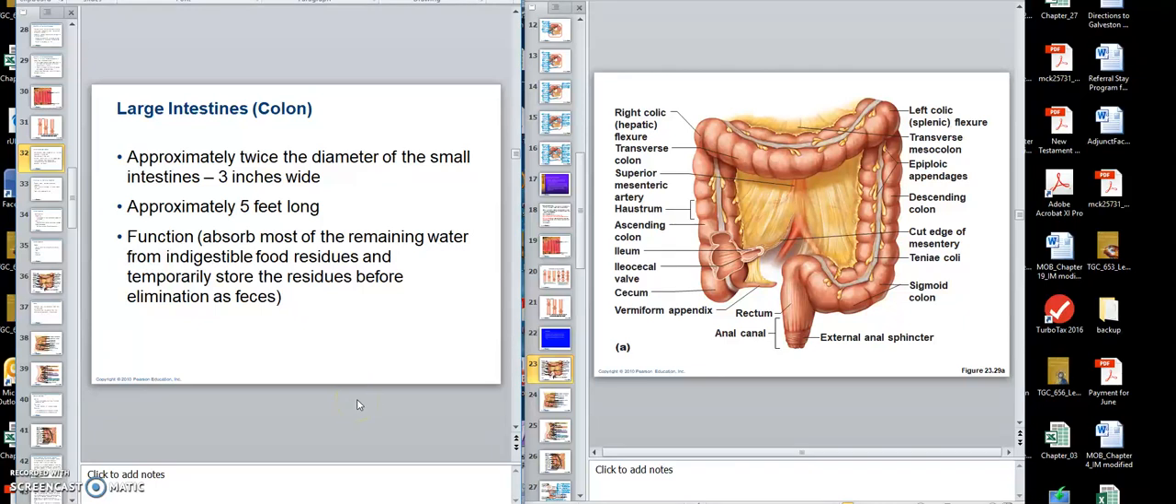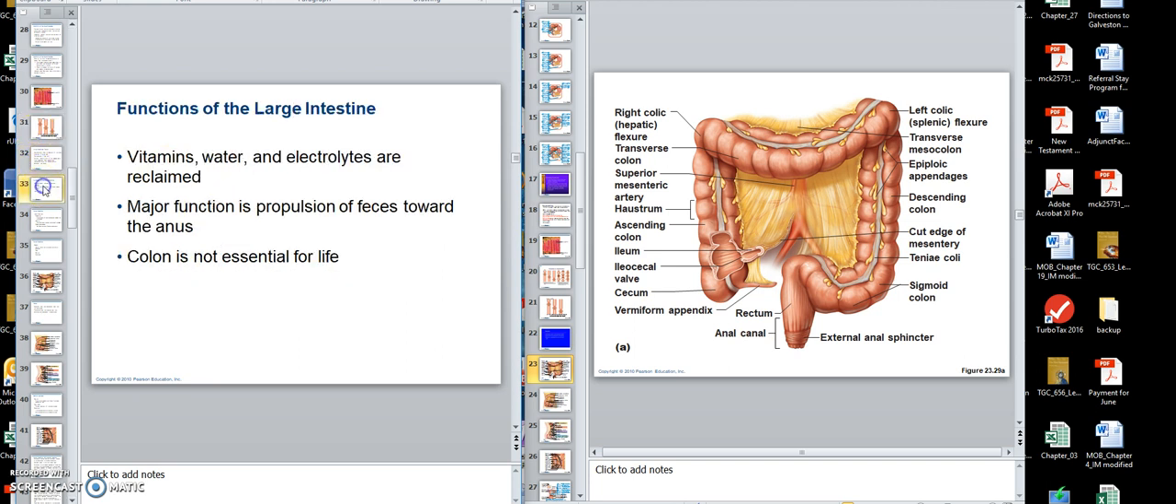Okay, class, where we are now is to talk about the large intestines, which are also called the colon. It's about twice the diameter of the small intestines, you can see, and about 5 feet long. Its function primarily is to absorb most of the remaining water and indigestible food residues and store it until it's ready to be eliminated as feces. That's primarily its job.